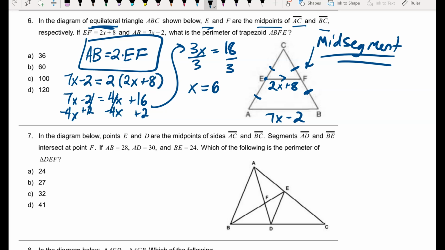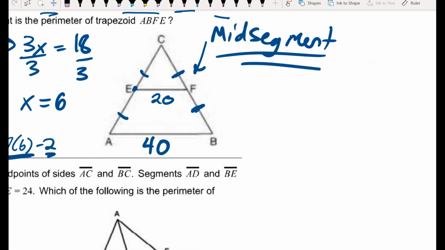And anytime I solve for a variable, I like to plug it in everywhere I see that variable. So I can find the length of AB here just by doing a little bit of substitution. Well, if you're trying to think about this, you could plug it into your calculator, but 7 times 6 is 42, and minus 2 would just be 40. And 2 times 6 is 12, plus 8 is 20. Now, that should be the relationship that EF is half the length of AB because it's a midsegment. Alright, so half the battle's done here.